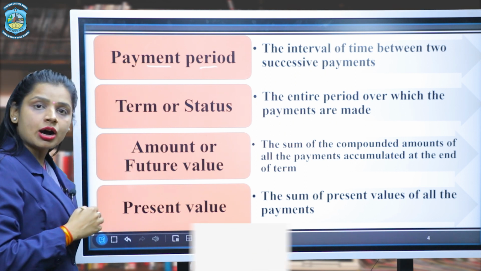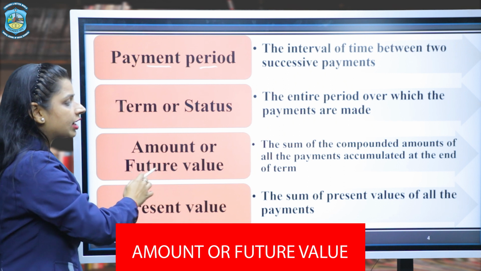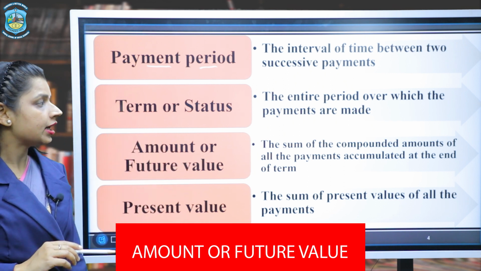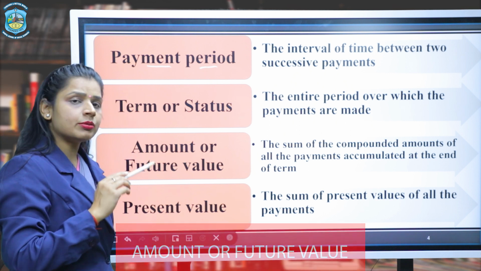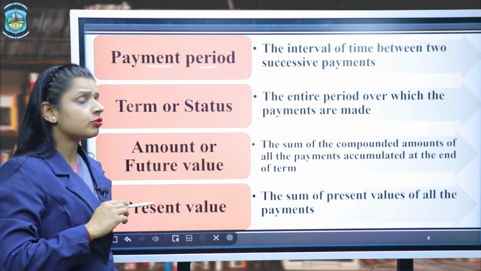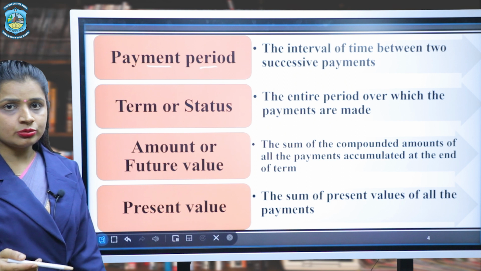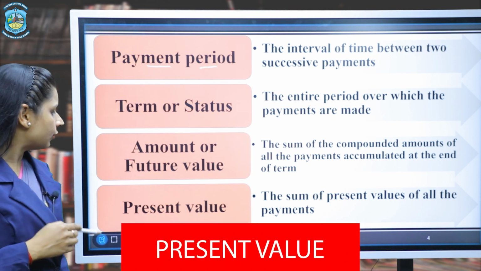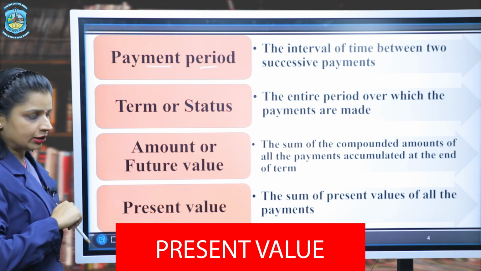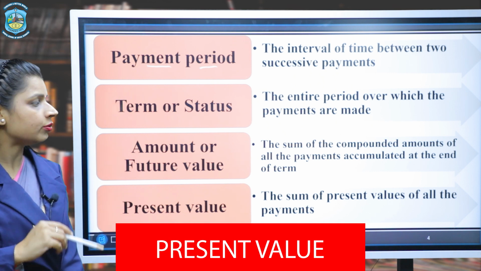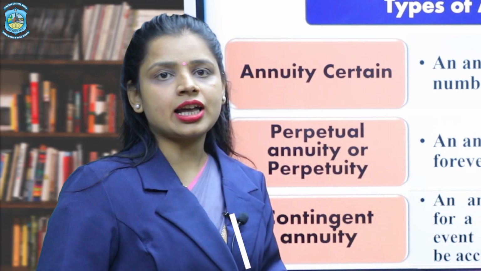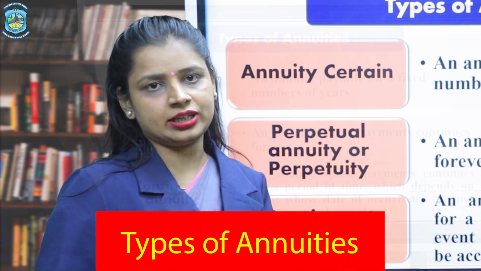Third is amount or future value of an annuity. It is defined as the sum of compounded amount of all the payments accumulated at the end of the term. The fourth one is present value, the sum of present value of all the payments. An annuity is classified into 6 different types.